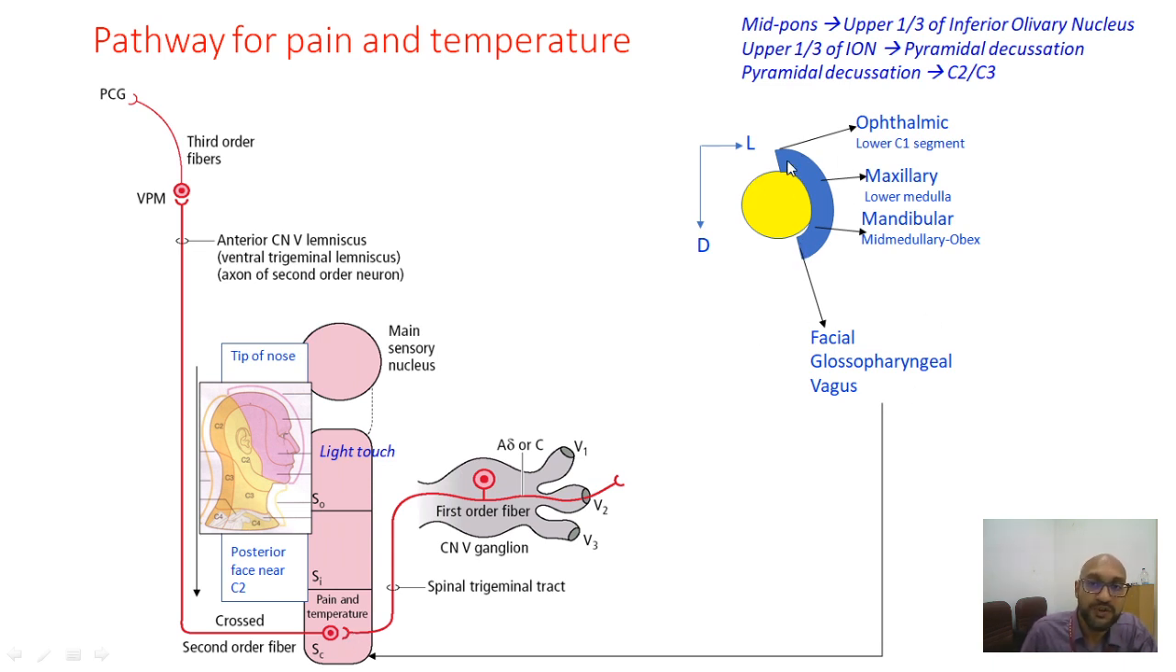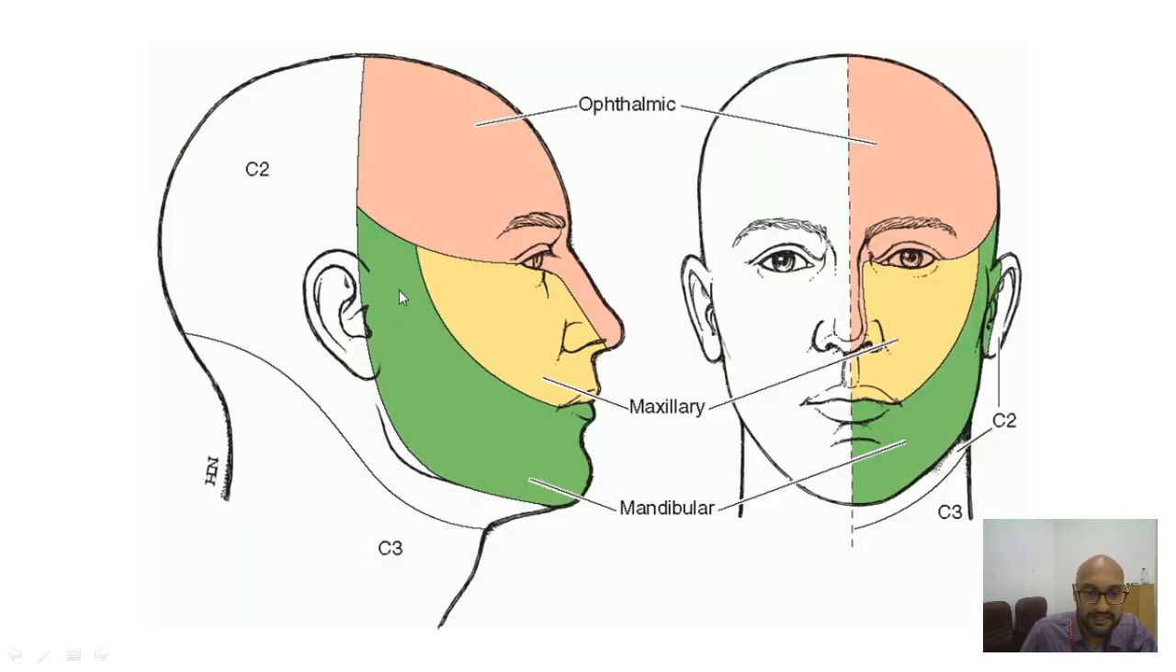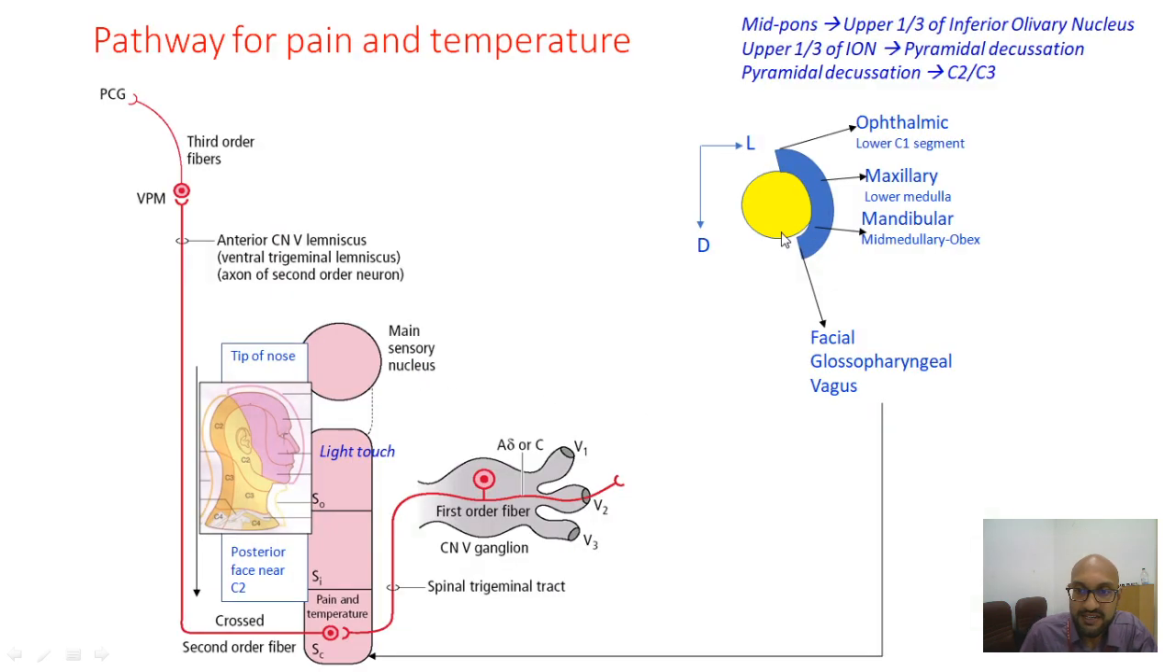That means the portion that is meant for the ophthalmic fibers, that is sensations that are coming from this region, are going to be lying laterally and ventrally, whereas the ones that are meant for the facial, glossopharyngeal, vagus as well as the mandibular part, that means the lower part of the face, are found more dorsally and medially. Okay. So there is a somatotopy, and you can understand that the pain and temperature fibers go to the most caudal part of the spinal nucleus of trigeminal.